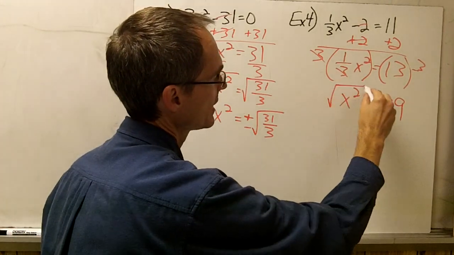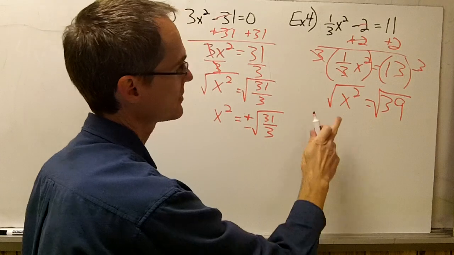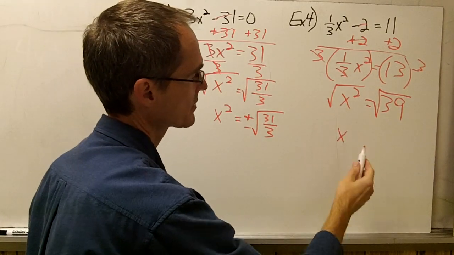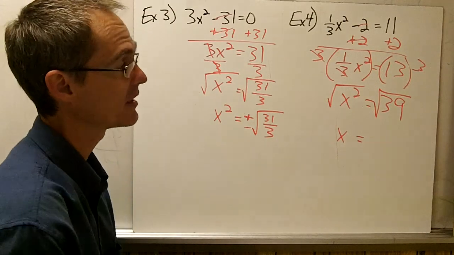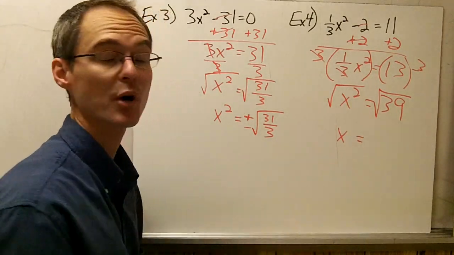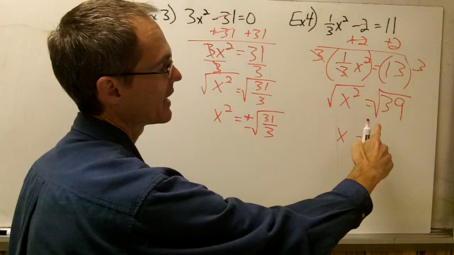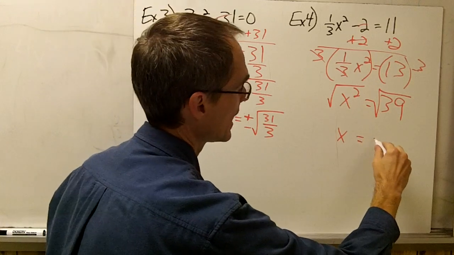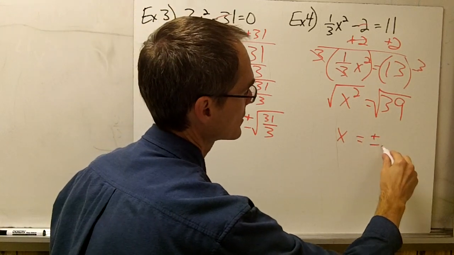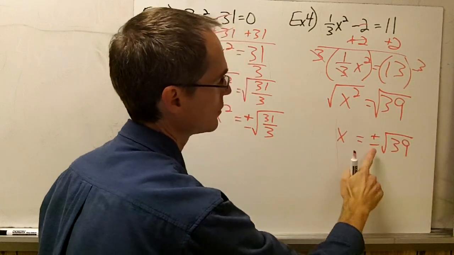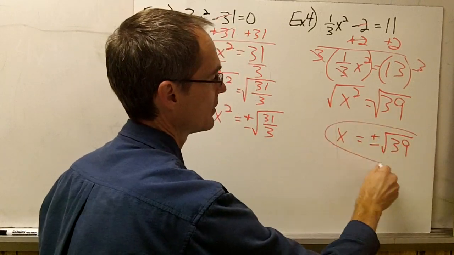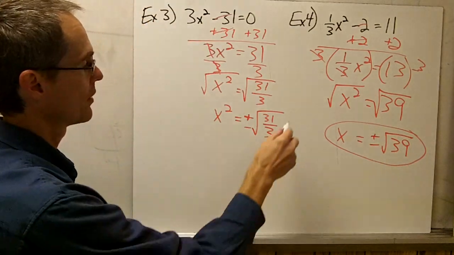So again, I take the square root of both sides. The square root of x squared is x, and the square root of 39, again, I can't simplify that any further because I don't have any perfect square factors under my square root symbol. So the answer here is just x equals positive square root of 39 and x equals negative square root of 39. And there's the solution to that quadratic equation.